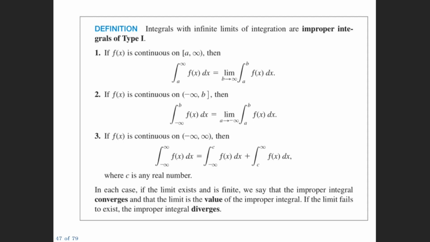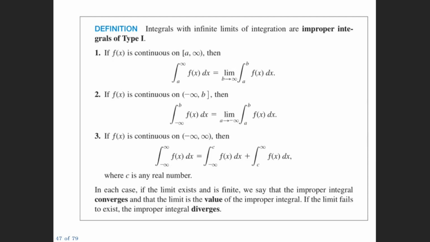Okay, some rules from the textbook. If we see an integral between a and infinity, what we need to do is replace the infinity by b, and then we take the limit as b tends to infinity. If we have a limit with minus infinity, we need to replace this by a letter, any letter you want, but let's say a, and then we take the limit as a tends to minus infinity.